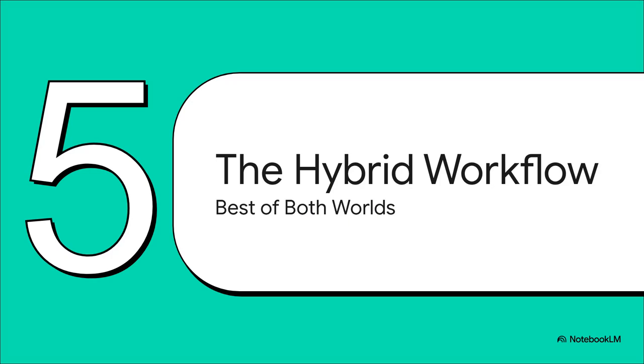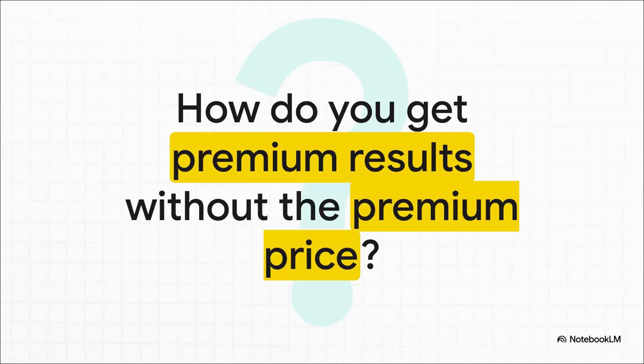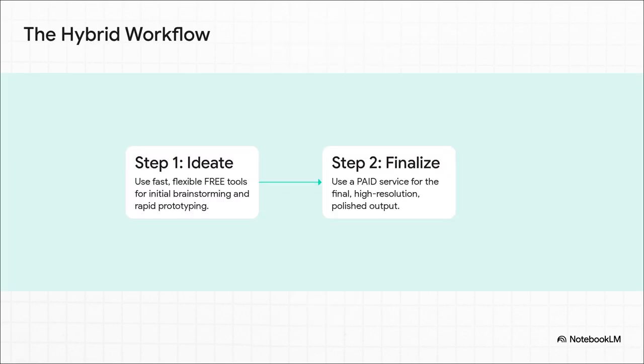So, after all this testing, I kinda stumbled upon what feels like a secret weapon, a strategy that really gives you the best of both worlds. The big question, right? How do you get those amazing premium quality results without having to pay those huge subscription fees for every little thing? The answer is the hybrid workflow, and the strategy is brilliantly simple. You use the fast, flexible free tools for all your initial brainstorming and rapid prototyping. Get the core idea right first. Then, and only then, do you take your polished idea to a paid service for that final, high-resolution professional output.